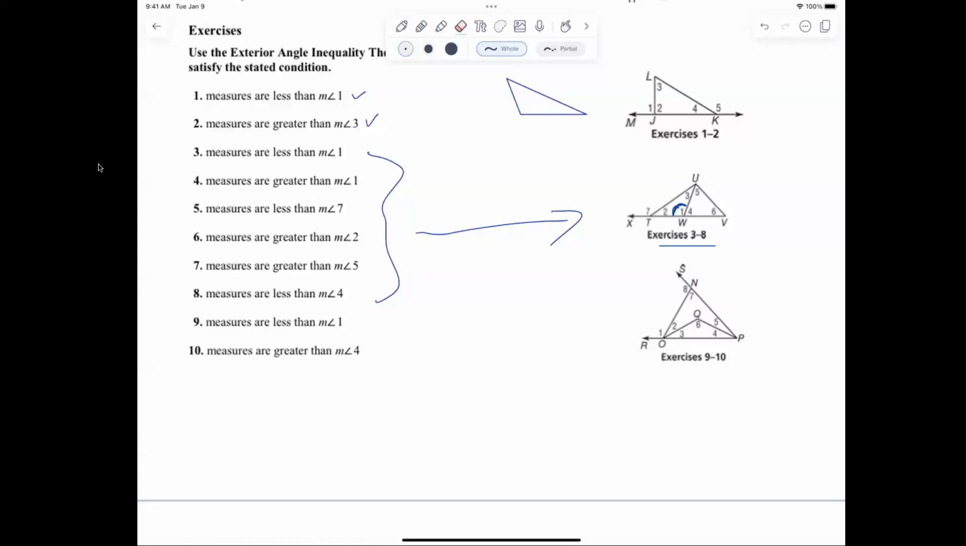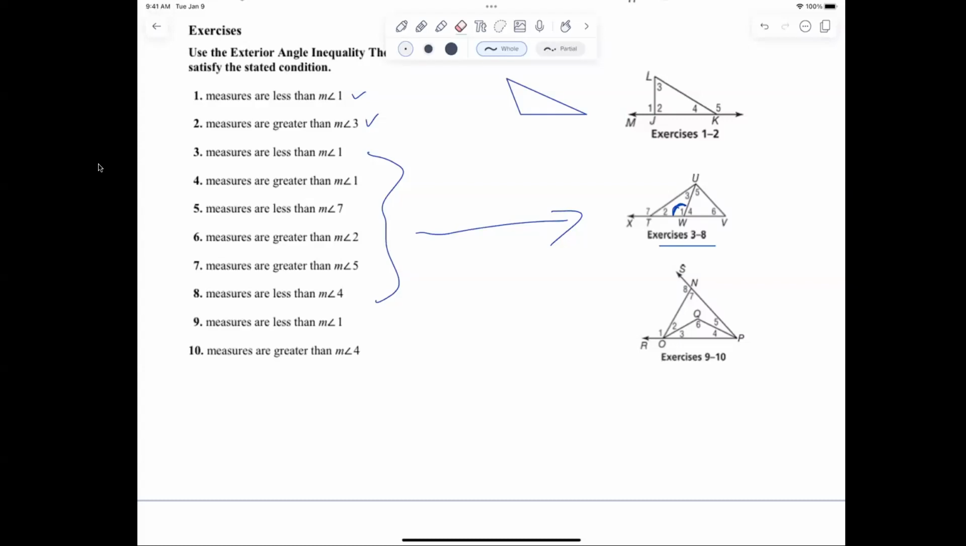All right, so what number was that? We just did number 5. All right, so let's look at the measures that are less than angle 7. Angle 3, angle 1, angle 5, and angle 6. And there's one more angle. No, I don't think 4 qualifies.